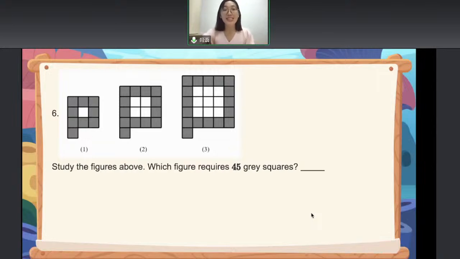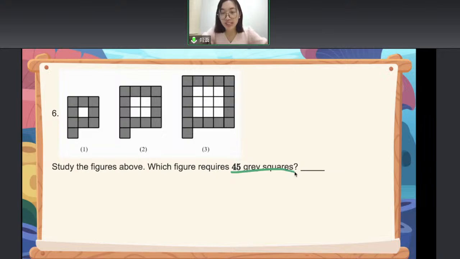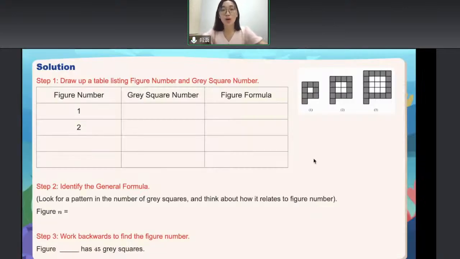For number 6, this is also the guided practice in your book. Study the figures above, which figure requires 45 gray squares. So again, what is the 45 gray squares here? That is the number of items. And you are going to figure out the figure number. Okay, what is the first step? Do you still remember? Yes, draw out the table. Okay, let's try to do it together.